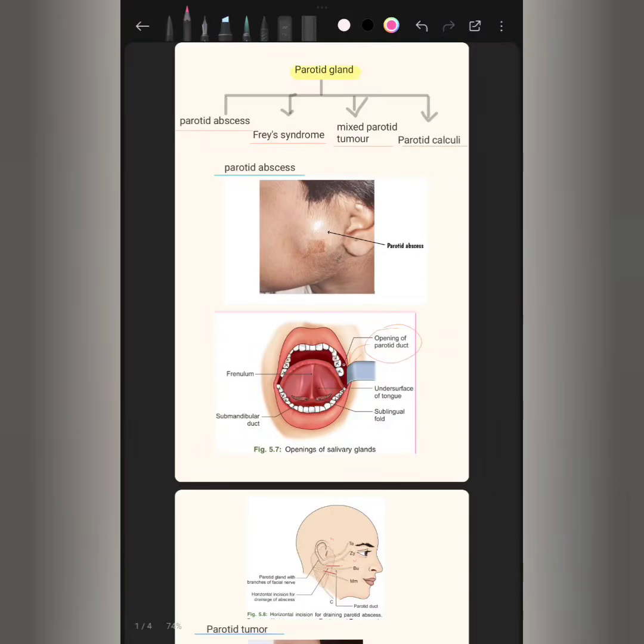Let's look into the clinical anatomy of the parotid gland. It includes parotid abscess, Frey syndrome, mixed parotid tumor, and parotid calculi. The first condition is parotid abscess.